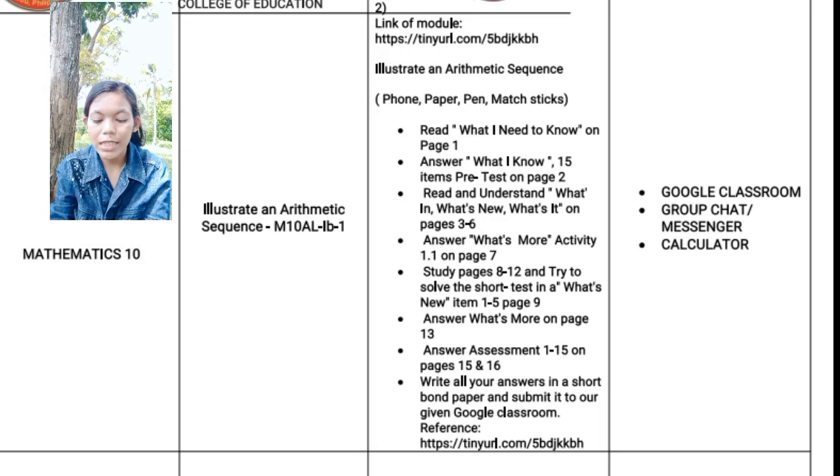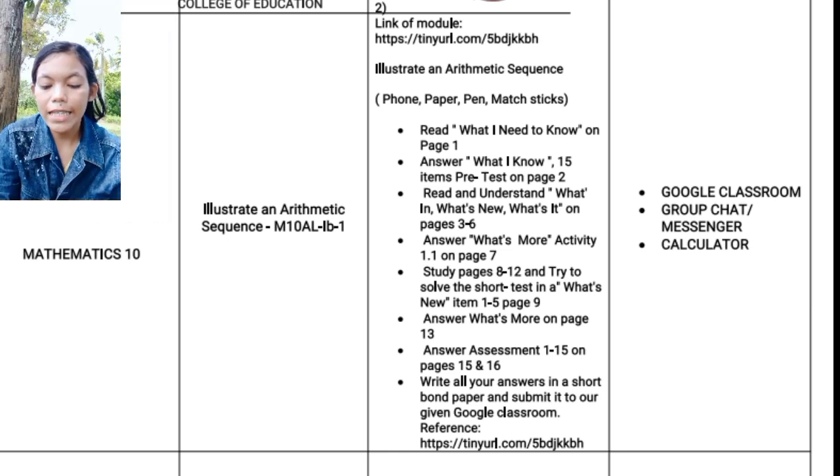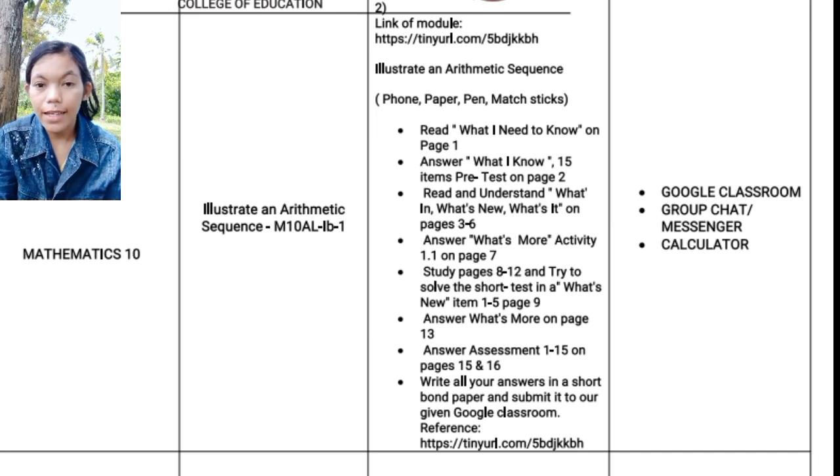So read What I Need to Know on page 1. The page 1 is what I will discuss briefly. Understand What's New, What Is It on pages 3 and 6. And after that you are going to answer What's More, Activity 1.1 on page 7. And study pages 8 to 12 and try to solve a short test on What's New, items 1 to 5, page 9. Even if there are many activities, the items are really few.